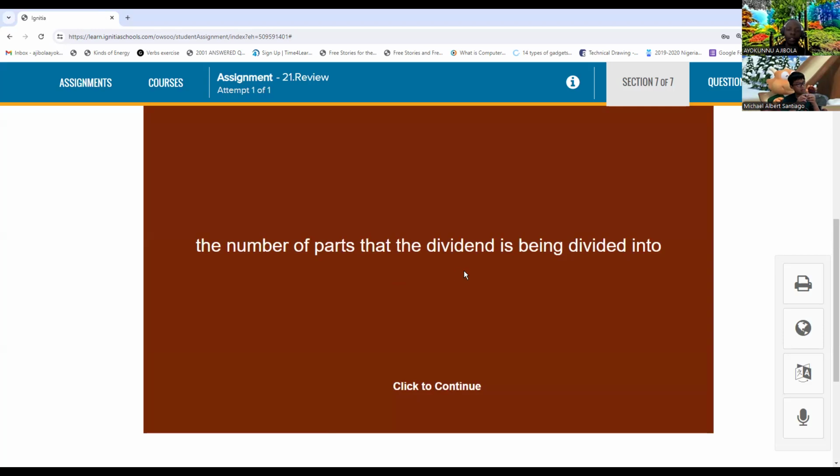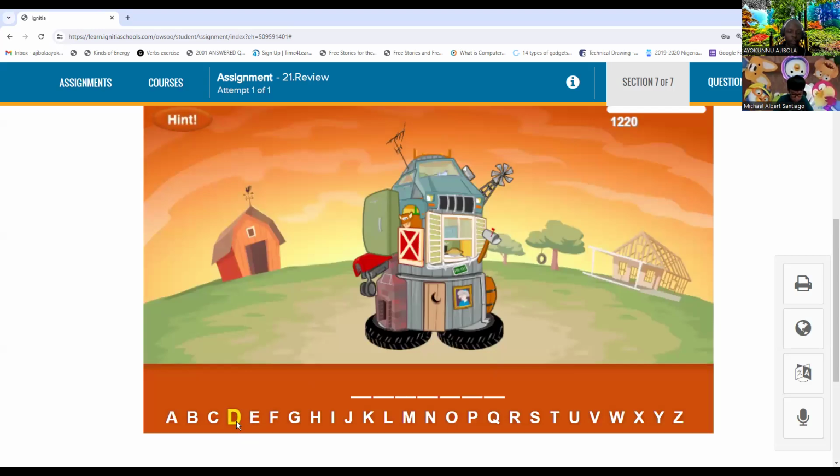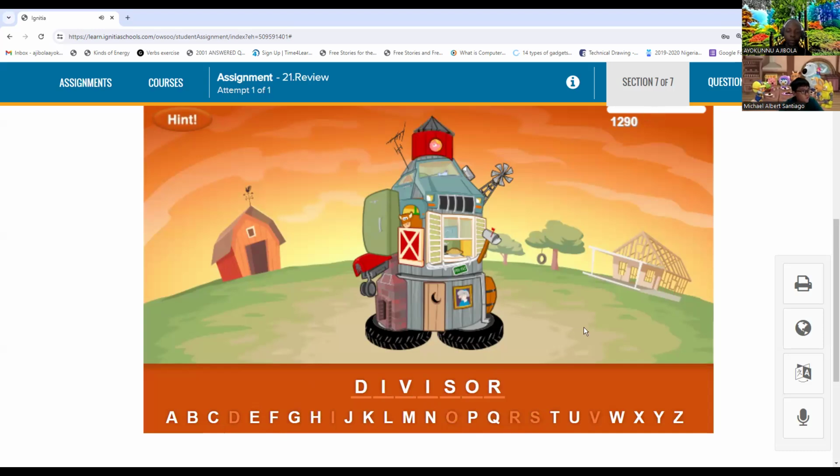The number of parts that the dividend is being divided into is called what? The divisor, okay? Spell divisor. D-I-V-I-S-O-R. Divisor.